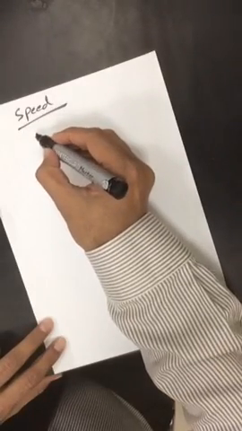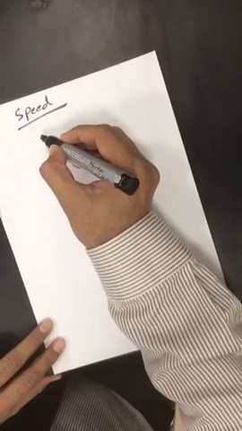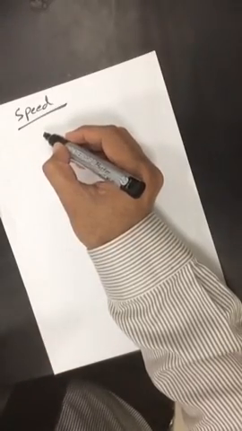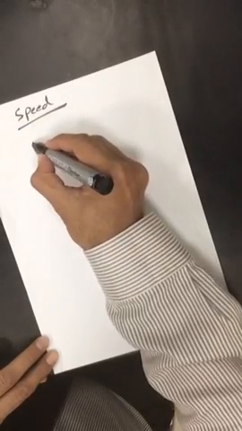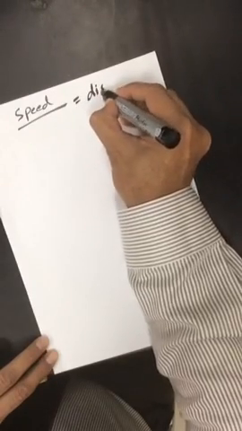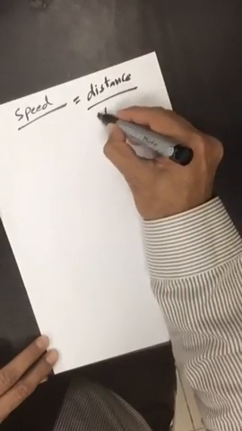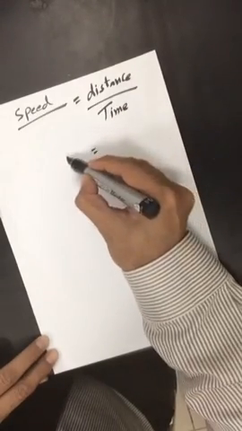How do we define speed? Speed is the distance an object travels per unit of time. It means in 1 second, how much distance is traveled by the object. Simple thing. How do we calculate it? Speed equals distance divided by time.